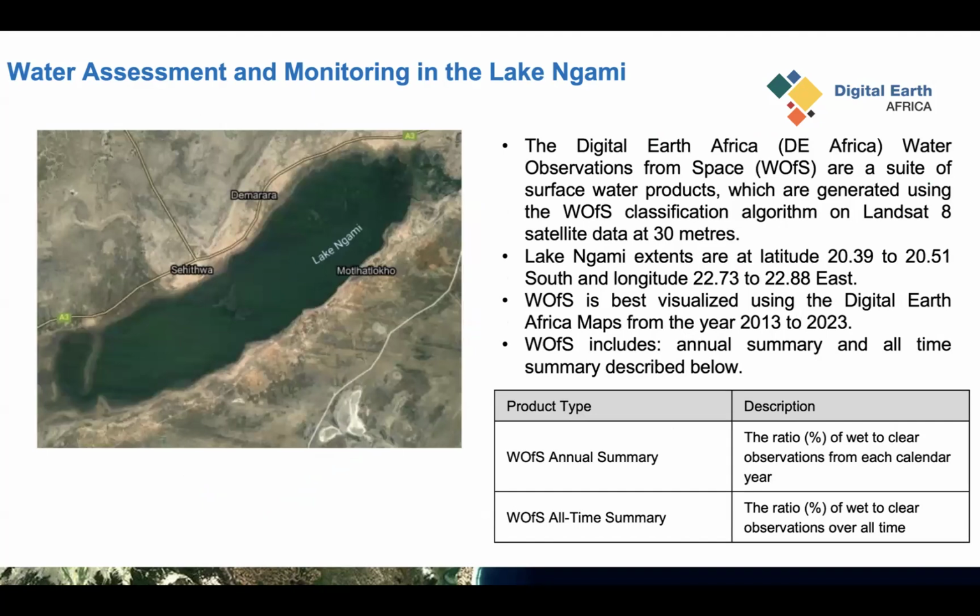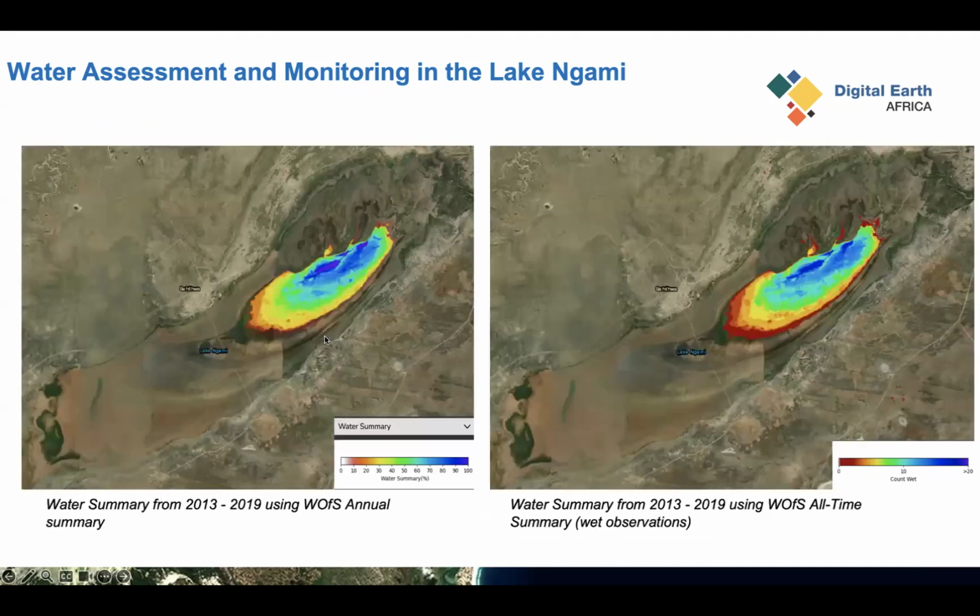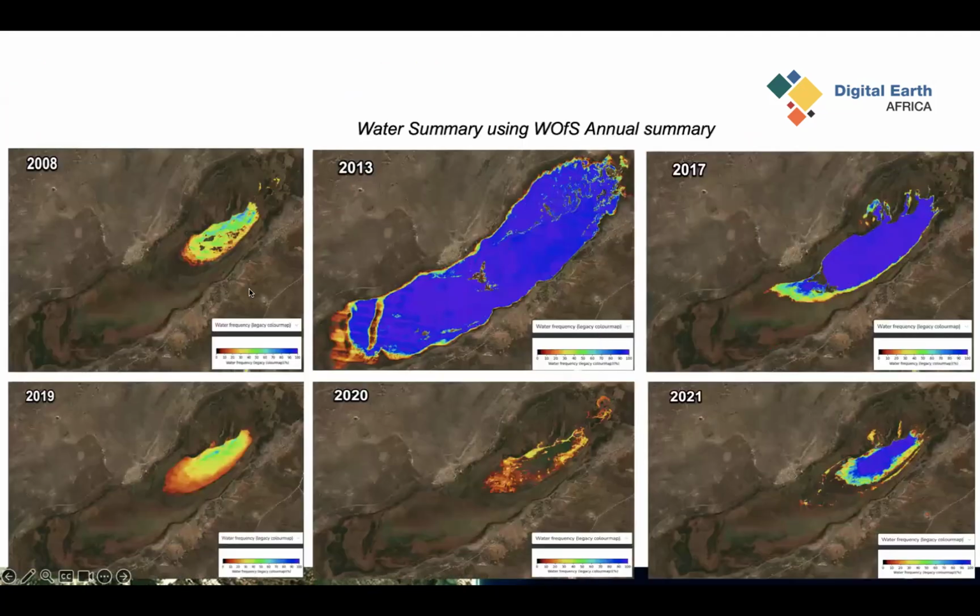The water observation from space is a very key tool, showing you water variability over time. And Lake Ngami has actually been impacted by the effects of climate change, and we're able to show the visualization, especially when you look at the all-time water summary and annual summary. This is an example of the water summary for about 6 years, and we'll be able to show you a demo on how it is as we speak this year, the year 2025.